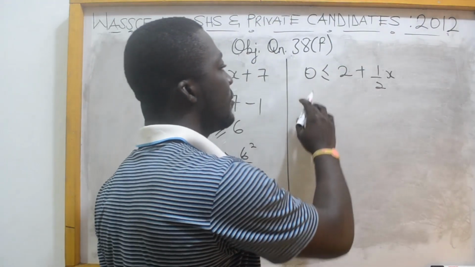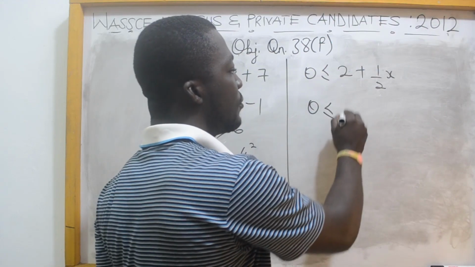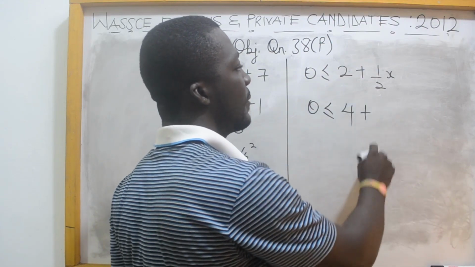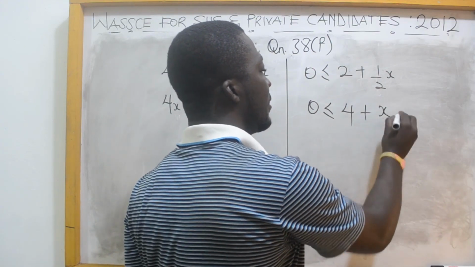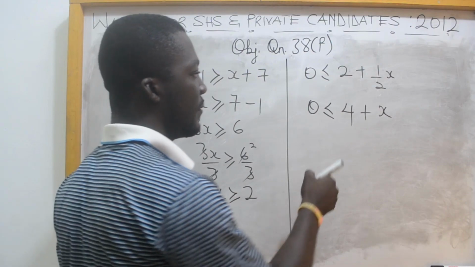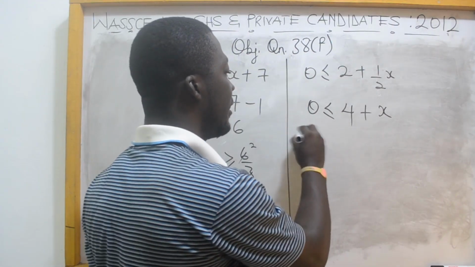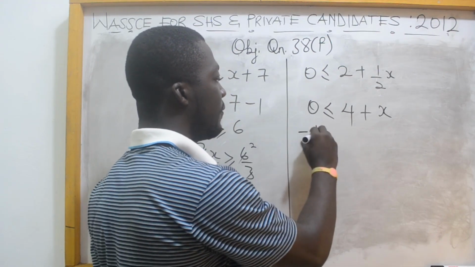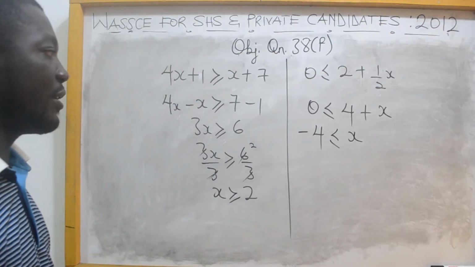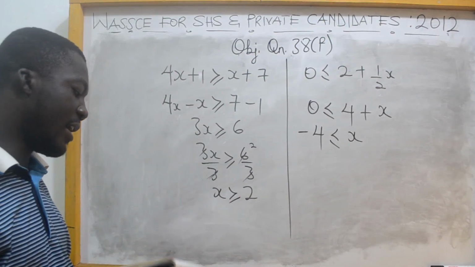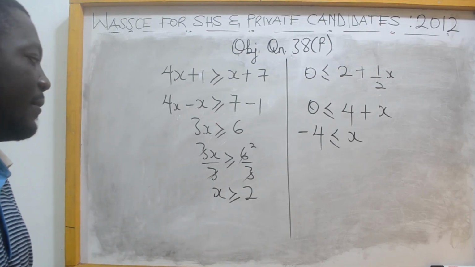So 2 times 0 will give us 0 less or equal to 2 times 2 will give us 4 plus half times 2 is 1. 1 times x is the same as x. We want to find x, we transpose the positive 4 to the left hand side, and it becomes negative 4 less or equal to x. So these are the two inequalities we have, and we have been asked to find the values of x which satisfy the inequalities.